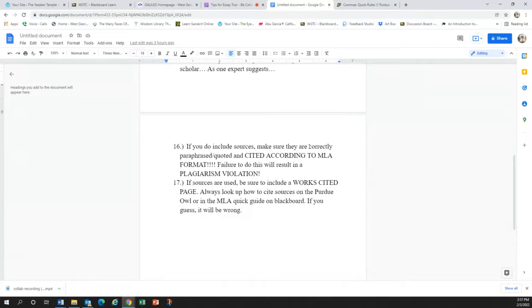Number 17, if sources are used, be sure to include a works cited page. Always look up how to cite the sources on the Purdue OWL or the MLA Quick Guide on Blackboard. If you guess, it will be wrong. A lot of people try to guess, or they'll just put like a hyperlink to the web page and stuff. There's very specific citation information that varies with each individual source. So if you don't look that up, you're probably going to get it wrong, and you're going to get points taken off, and you're going to be annoyed.